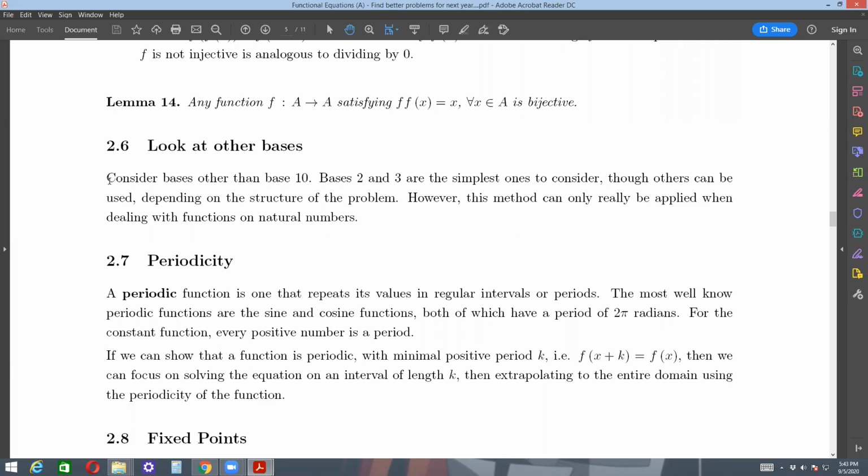If the function is defined over integers, and this is only for integers or natural numbers, then you can consider different bases. So sometimes base 2 and base 3 representations help.